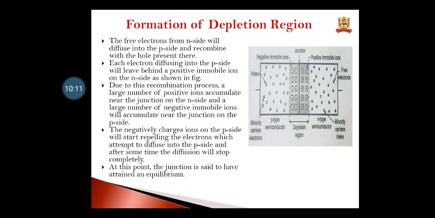So these negative ions and positive ions will try to repel the carriers. Negative ions will repel the negative charges and positive ions will repel the positive charges. And at this point a junction is said to have attained equilibrium. So now neither the electrons can diffuse through this depletion region towards the other side, nor can the holes diffuse through this junction or depletion region to the N side, and this state is an equilibrium state.